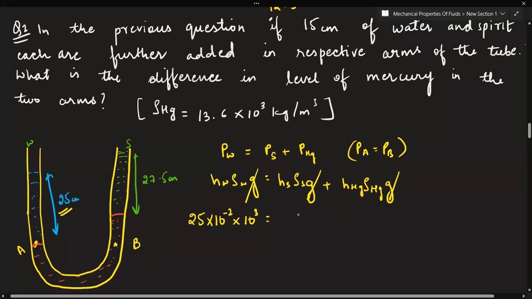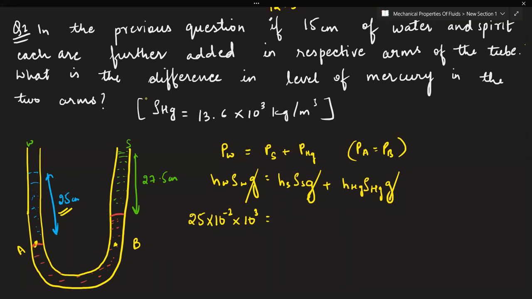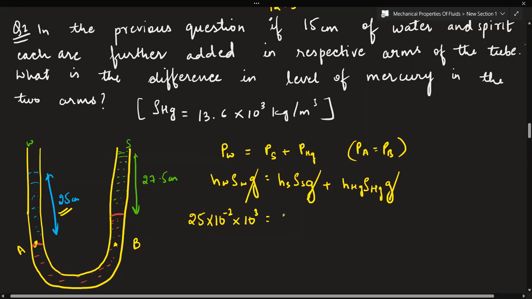What is the height of the spirit column? 27.5 centimeters. No, it will be 27.5 into 10 to the power minus 2. Density of spirit: you have calculated the density of spirit in the previous question only. Yes, 0.8. So that would be 0.8 and we have to convert it now into SI unit, so we will multiply it by 10 to the power 3.